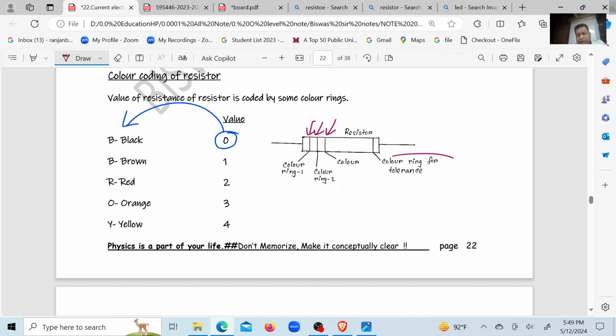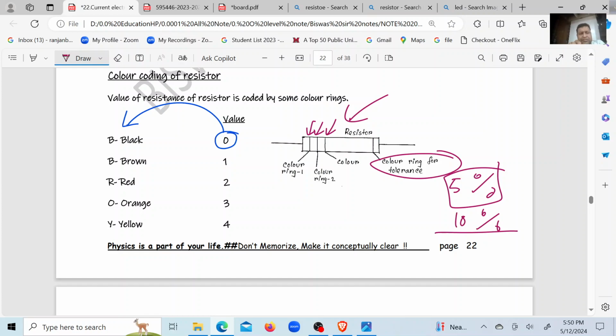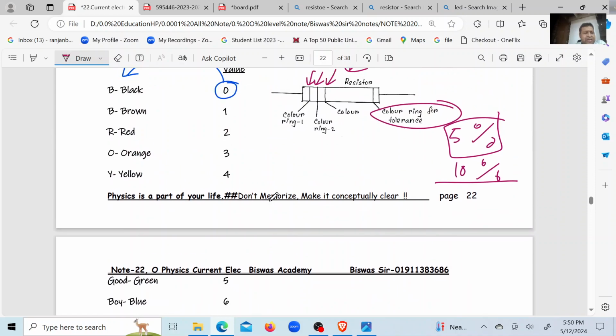Last one is tolerance. It will be either golden or silver. If it is golden, that means there could be 5% mistake. The value noted here by the color rings, the actual value could be 5% more, less, or within this. Clear? If it is silver, that means 10% mistake could be there in the number marked there. Clear? This is the table. This table will be given there. You don't need to memorize.